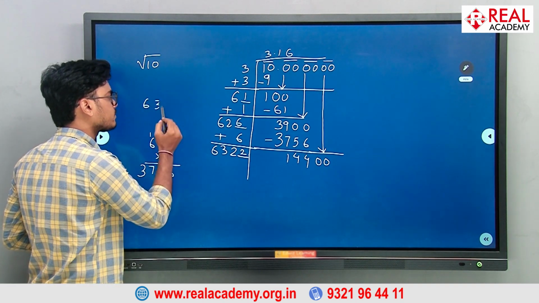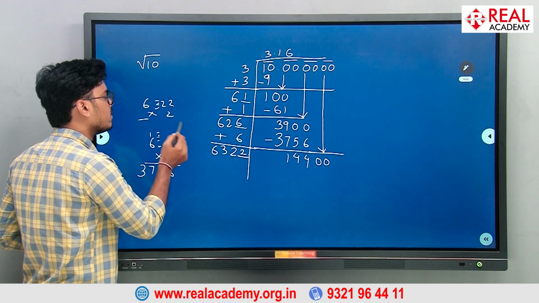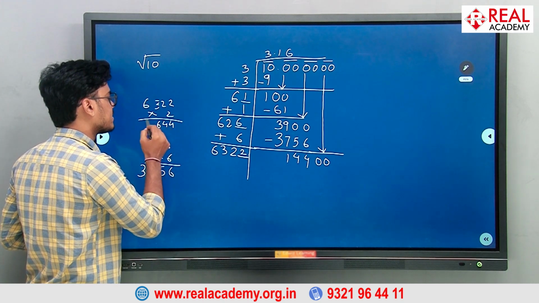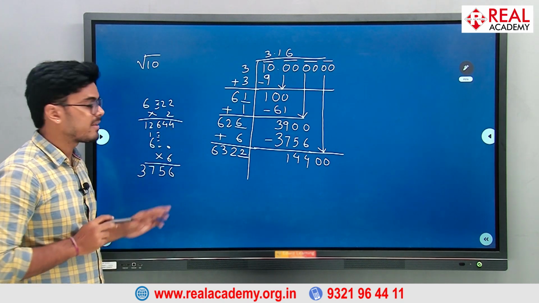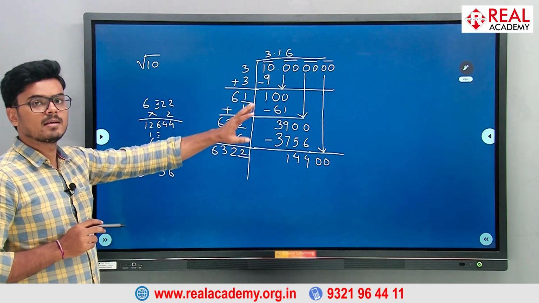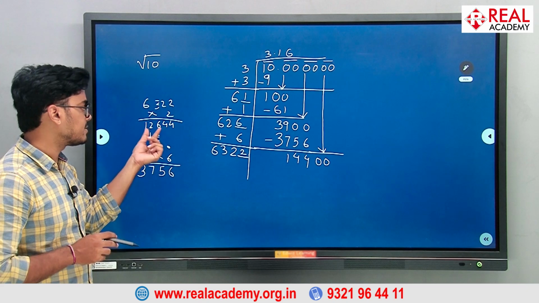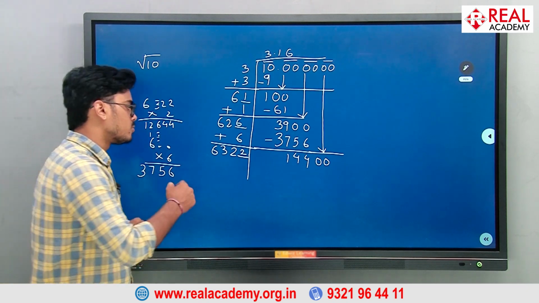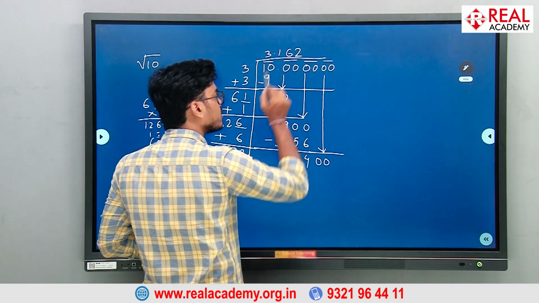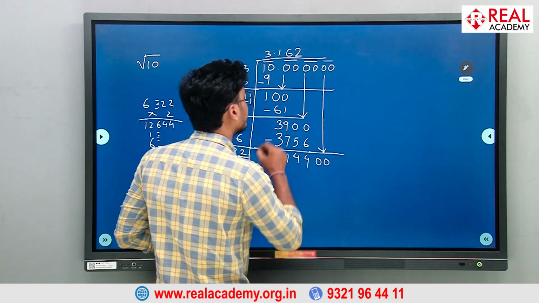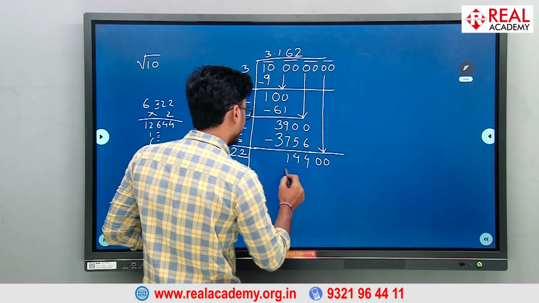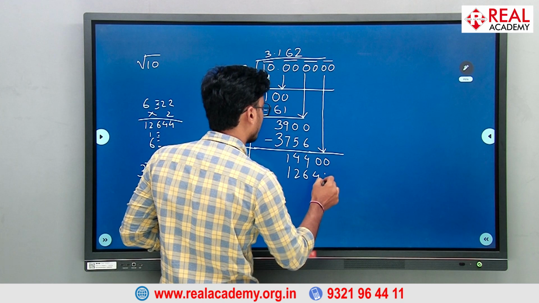6322 into 2. So 12,644. But if I take 3 instead of 2, it will be 18,000 something, which is more than 14400. So this is the only value that we can consider. So the next digit is 2. Here also we will take 2. Here also we will take 2. Okay. And we have 12644.